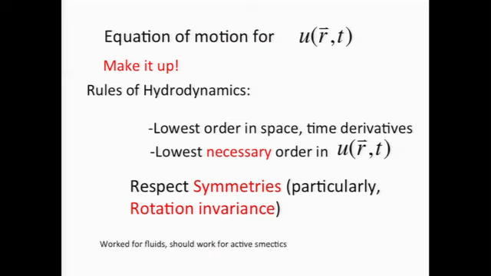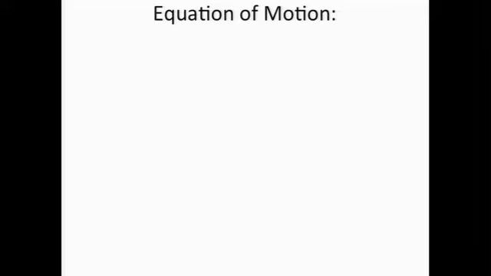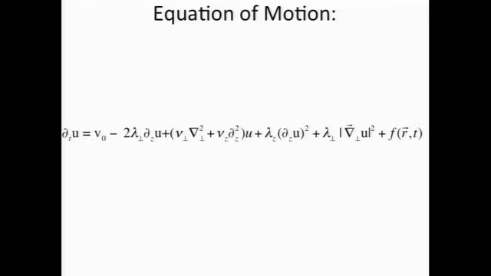So if we impose all those constraints, well, first of all, if you make this sort of argument for a simple fluid, you get the Navier-Stokes equations. There's just nothing else you can get. So if it worked there, it should work for active smectics, so that's what we do. And if you think about it, you just start writing down terms that are consistent with all those symmetries and with having the smallest possible number of derivatives. This is the equation of motion you get. So this is just math. These are the terms that are allowed.